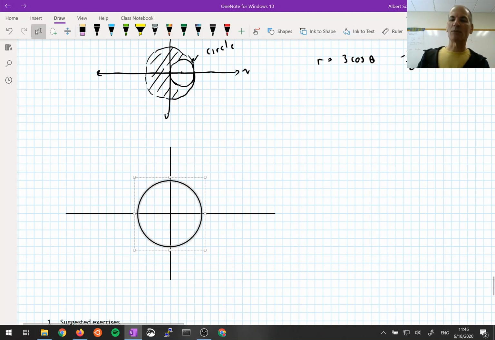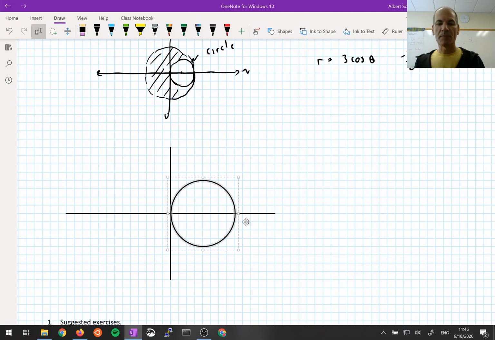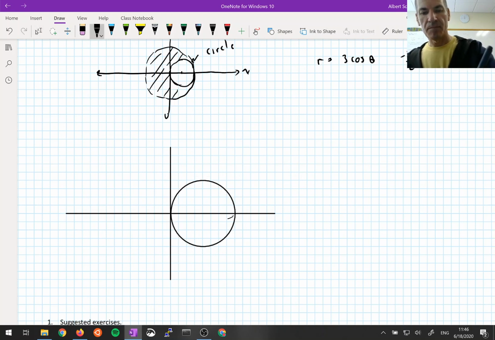Sadly, I made my circle of radius 4 instead of radius 3. Oh, and I don't want to put it here. I want to put it here. All right, you may remember that r = 3 cosine theta is actually this circle where this distance right here is 3. How do we see that?